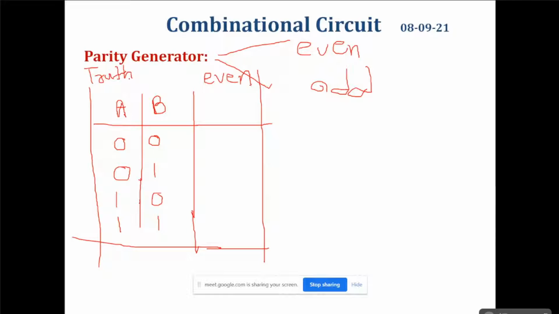We have only one task, that we need to generate the parity. From the basic fundamental principle of parity, we will form the truth table, and with the use of that truth table we will try to find the boolean expression for the even parity and odd parity. Now you have 1 minute to do so.